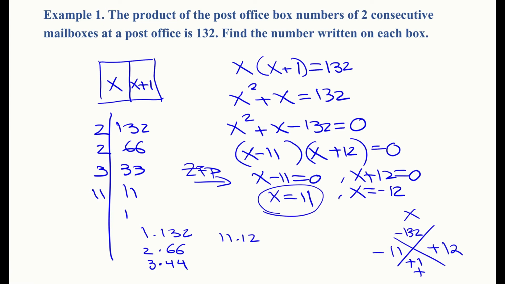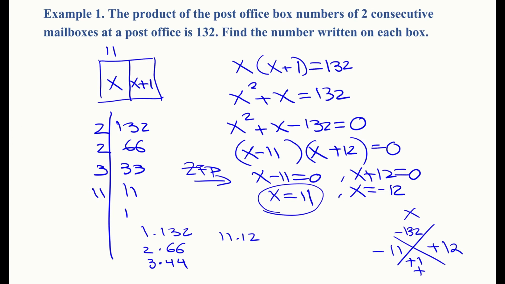So if this is the only reasonable solution, that means the first box here is numbered 11, and for the next one, I'm just going to have to take that 11 and add 1. So I get 12. So now we'll answer the question. The number written on each box: 11 and 12.